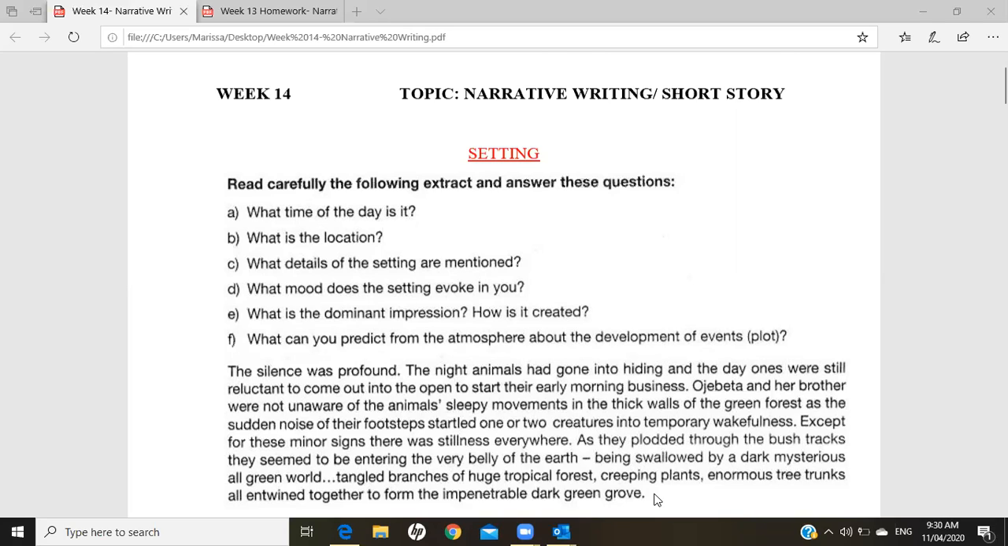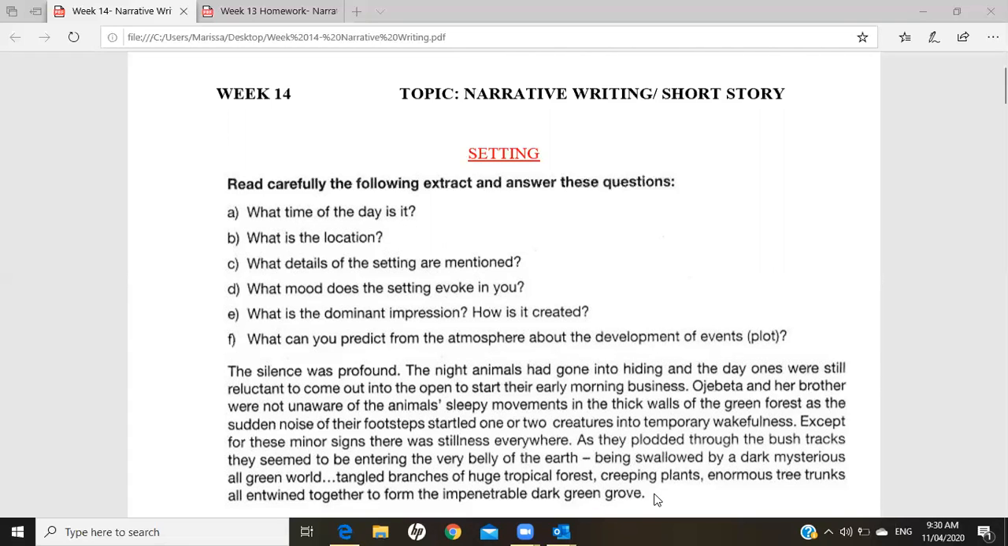The story is just describing where Ojabet and her brother are now entering into the forest. So what's going to happen next? They just entered the forest. What's going to happen if you had to create this story? Based on the fear that exists right now in the story. Sushmita, let's hear your response.